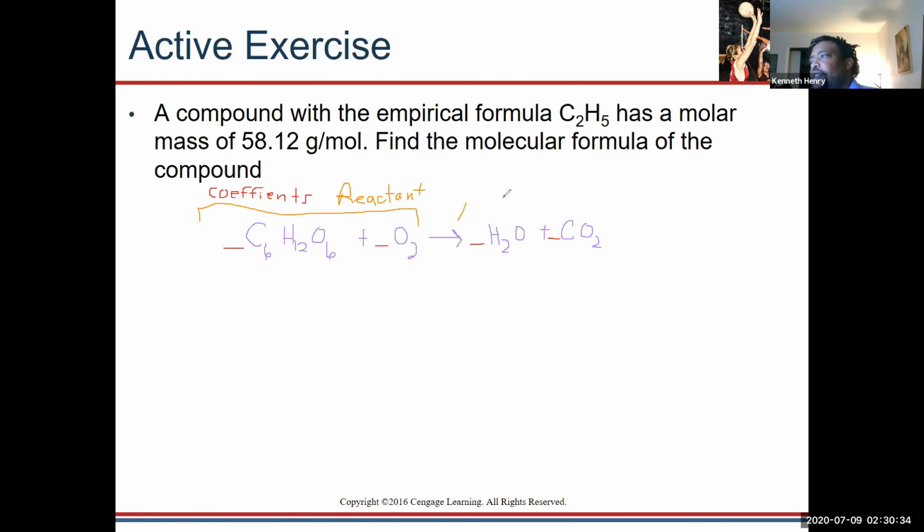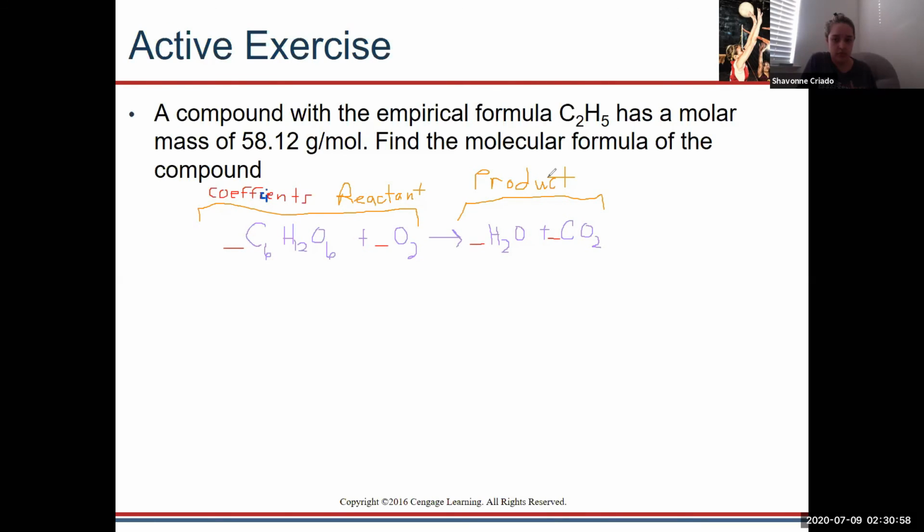And this side here is called products. So remember when we talked about conservation of mass? What did I say about conservation of mass? What you put in is what you get out. What you put in, you must get out. So that's also going to make reference to the elements in this reaction. Thank you for the correction. I knew there was something missing.